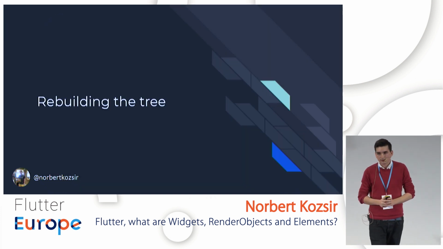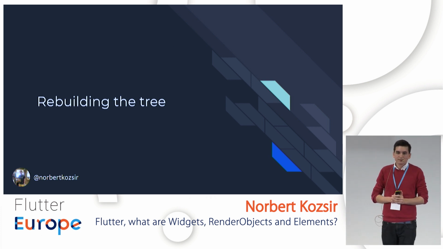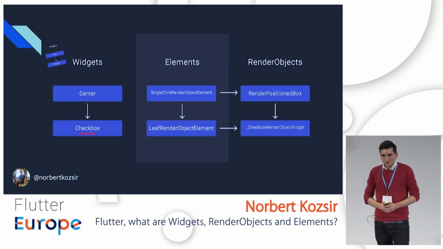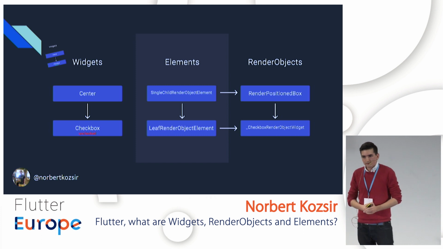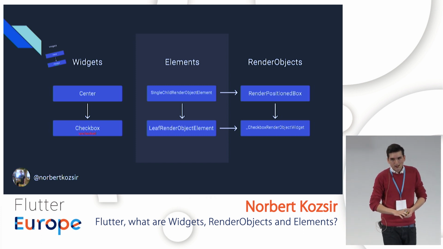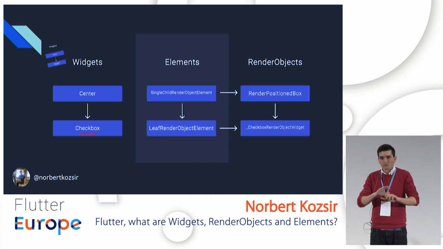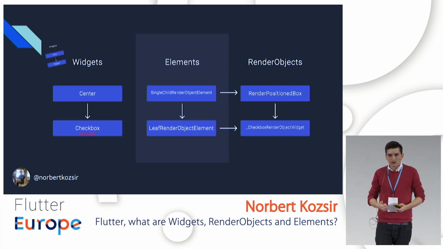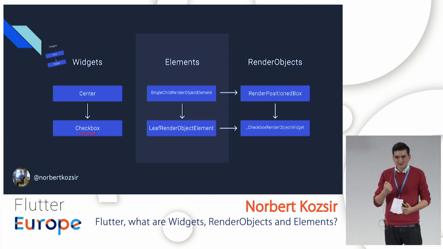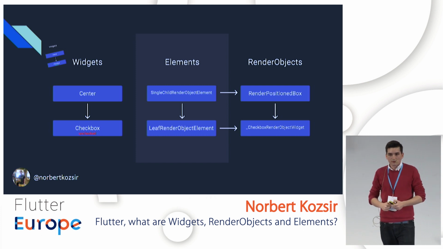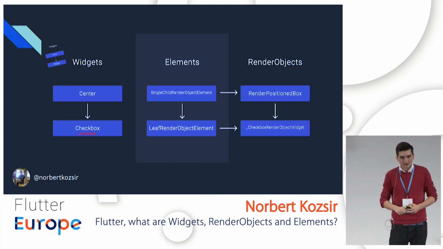So, let's take a look at the diagram. What happens if we rebuild the tree? Maybe we run app again, maybe use set state or something. So what we do first, we throw away our old widget tree, which you can see visualized at the top left, and we replace it with a completely new tree, which has nothing to do with the old tree. Like, they're completely new allocated objects, which also is a center and a checkbox, but this time the checkbox is unchecked. So all we changed is the data in there.